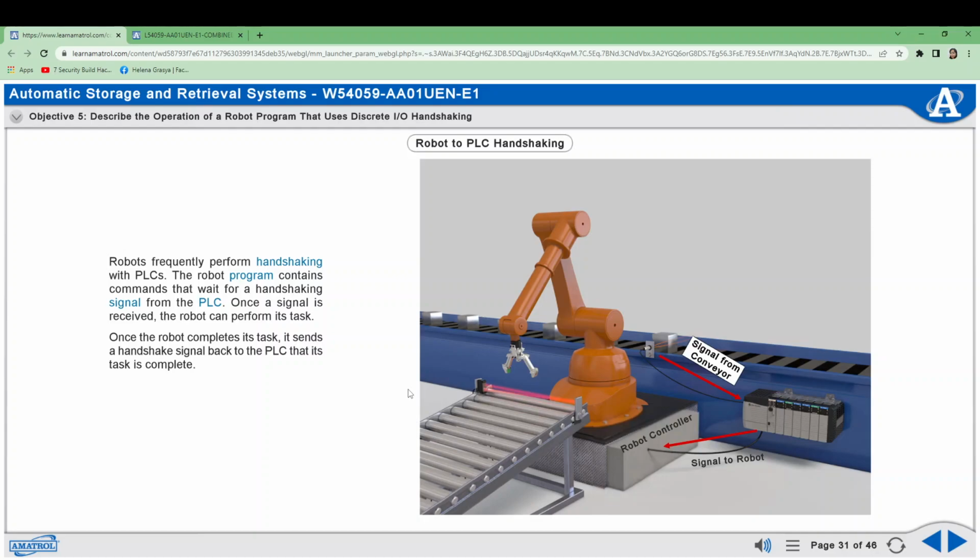Before the robot performs its task, it waits for an input from the PLC using the Wait for Input command. Once the Wait for Input condition is met, the next program line is the first line of the routine body. The routine body consists of the series of commands that causes the robot to perform its task. Typical tasks include loading and unloading parts, welding, or production assembly.